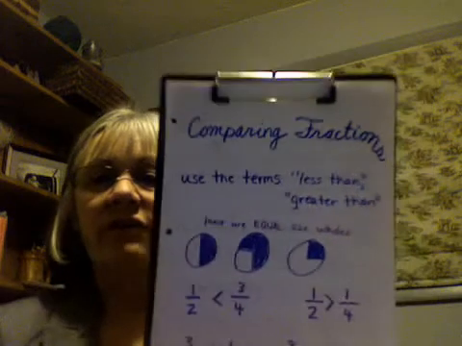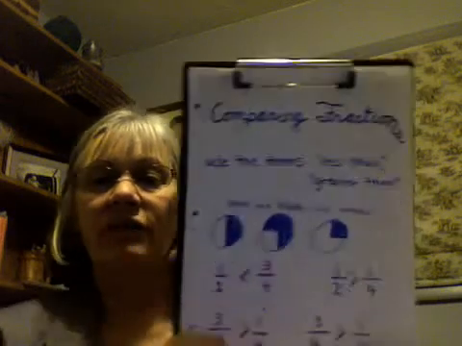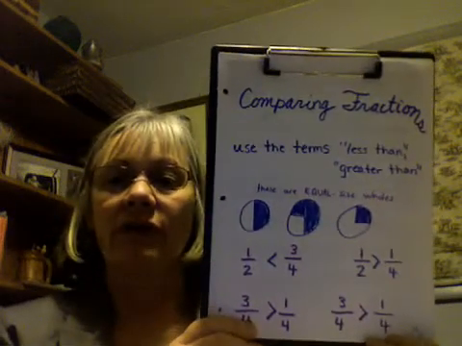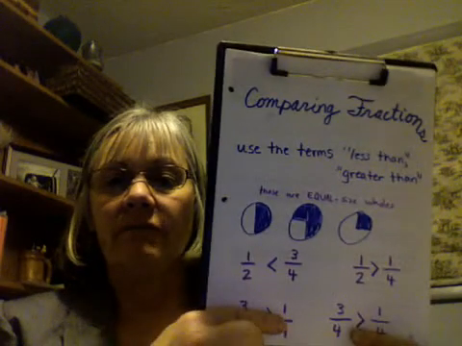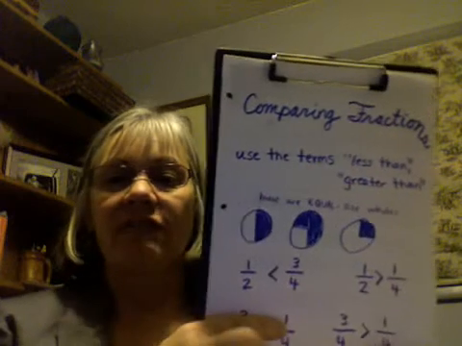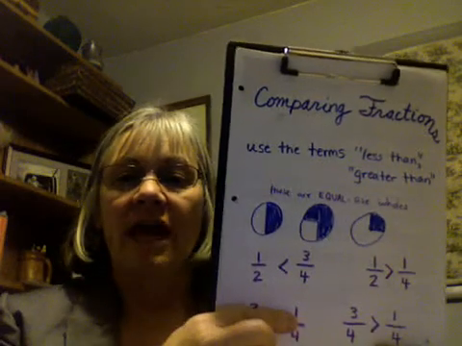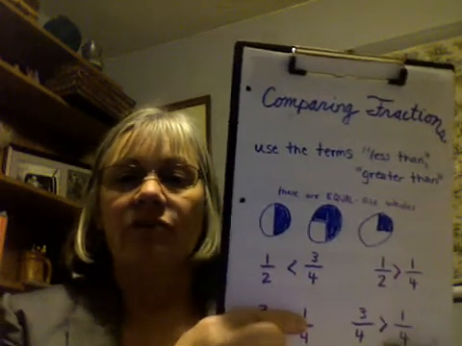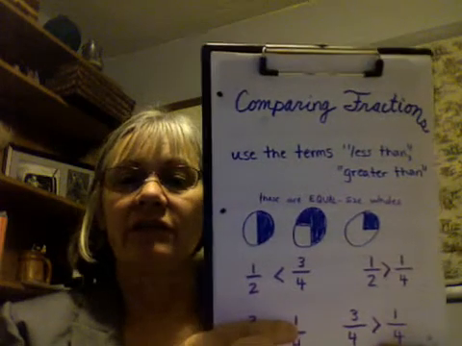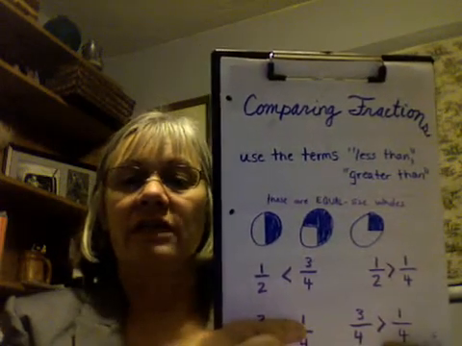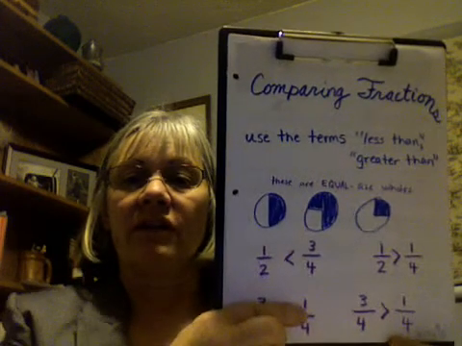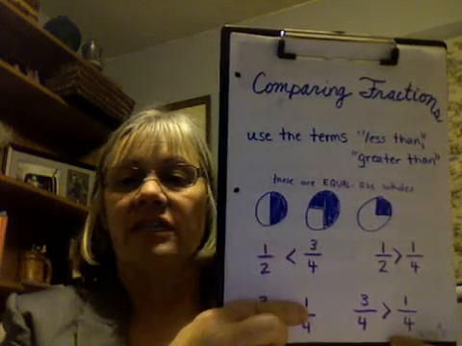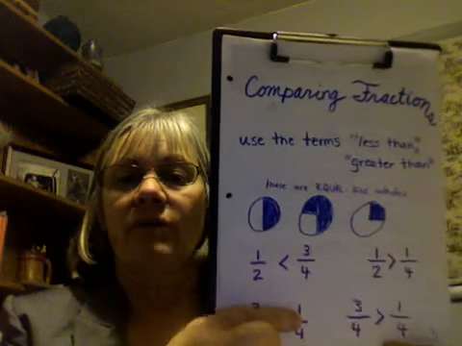The terms greater than and less than are used when we compare fractions, just like when we compare numbers. So we'll talk about greater than and less than. For example, 1/2 is less than 3/4, as you can see from the illustration. You can also see that 1/2 is greater than 1/4, just like 3/4 is greater than 1/4.